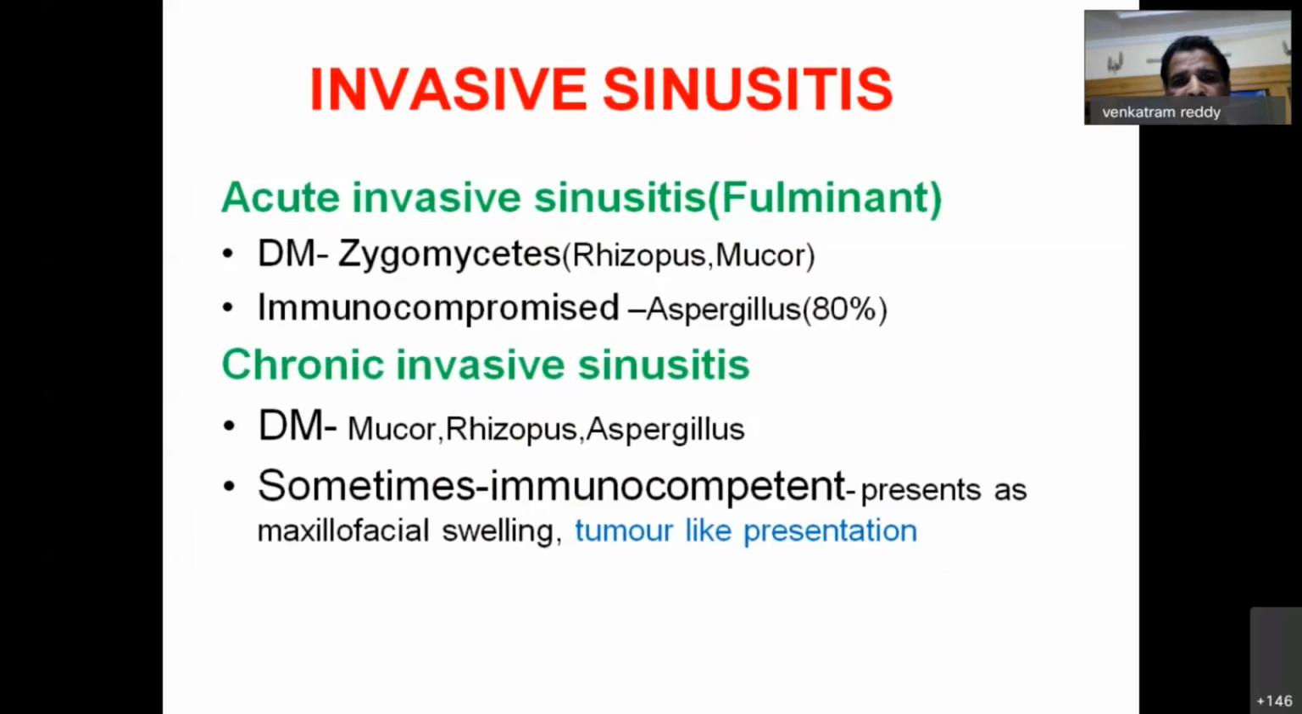Then coming to invasive fungal sinusitis. Acute invasive fungal sinusitis is a fulminant variety, a very dangerous variety with a lot of intracranial complications. This can occur in diabetics or the immune compromised. In diabetics, Rhizopus and Mucor are more common. In the immune compromised, Aspergillus is common, in about 80% of cases.